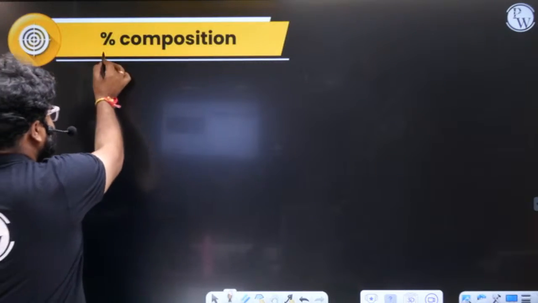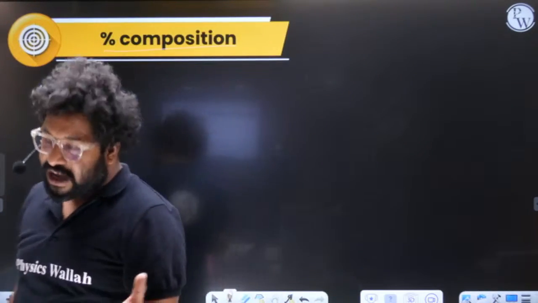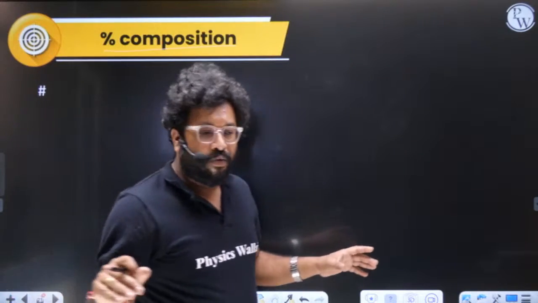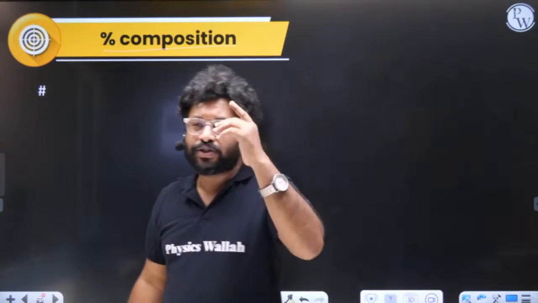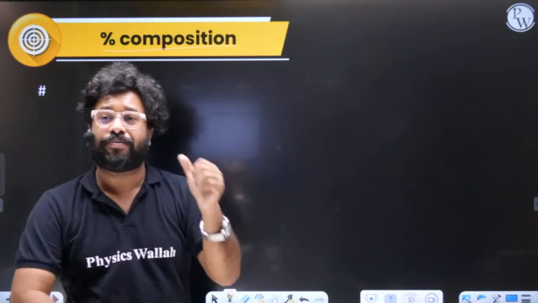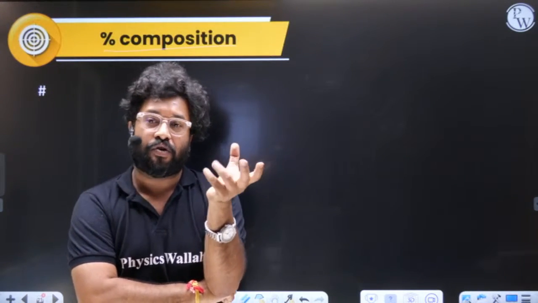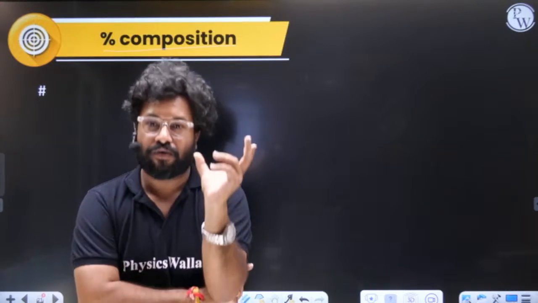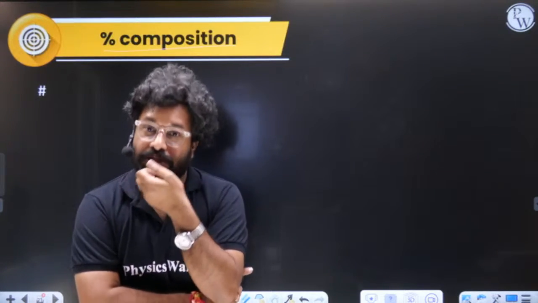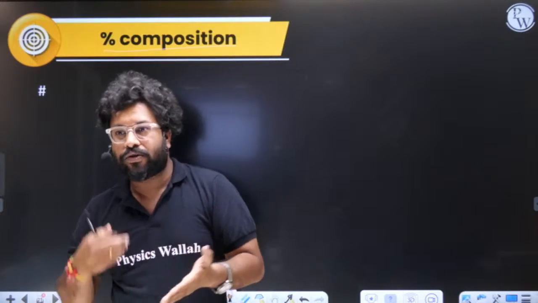Next, percentage composition. Now, how does percentage composition work? It's very, very simple. When we saw the statement of the law of definite proportion, remember? In the law of definite proportion, what did I take? I took the percentage of oxygen or hydrogen present in the water. Now, the same thing goes here as well.